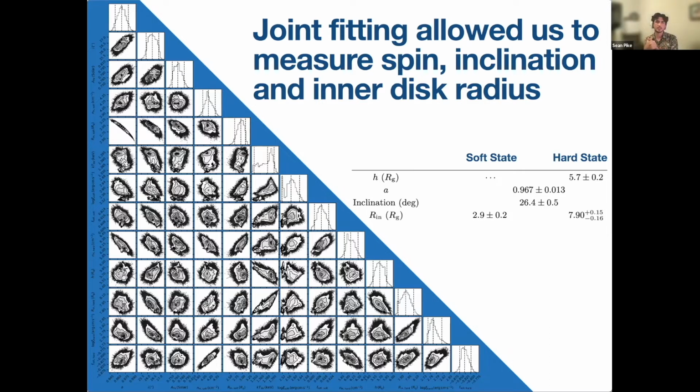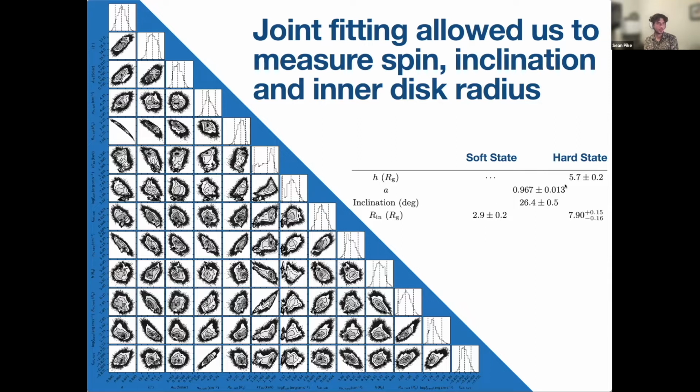Things like the compact object spin are not going to change on that time scale. Inclination is unlikely to change dramatically on that time scale. But of course, the inner disk radius can change for sure on that time scale, and things like the obscuration. And so by doing this fit, carefully thinking about which parameters are going to move and which are not, we really were able to pin down those degeneracies and get good constraints on things like the spin, inclination, and inner disk radius, which I'm showing here.